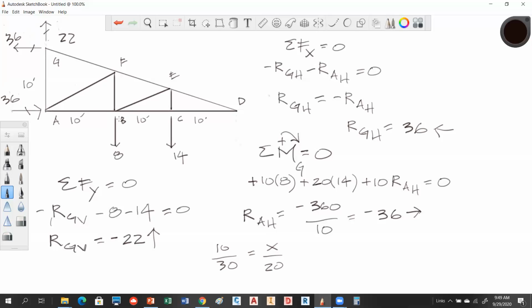20 times 10 divided by 30. What do you get? Solving for x. What do we get? 6.66. Probably 6.67, right? If you round it to 2. Okay, hold on a minute. Okay, so what we want to do is we want to call this distance here 6.67.